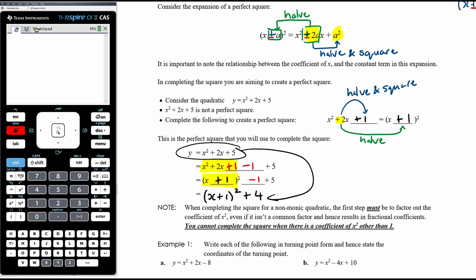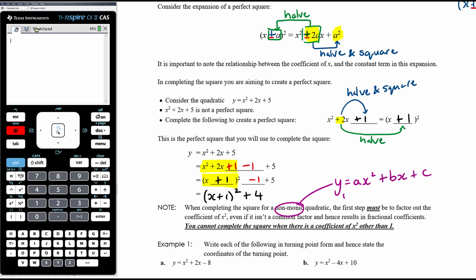So we create that perfect square and then we just deal with whatever numbers are left around it. One of the really key things is when you complete the square for a non-monic quadratic. So what I mean by a non-monic quadratic is a quadratic where we have a coefficient of x squared, so ax squared plus bx plus c, where a is not 1.